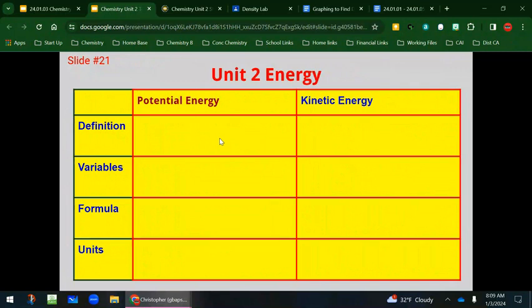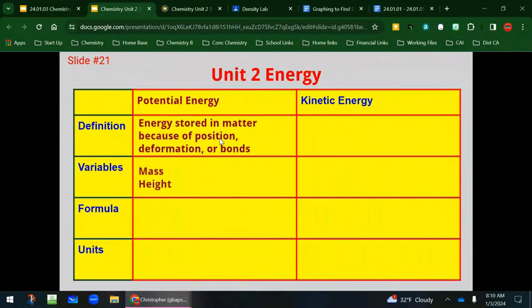Kind of. You're so very close. To have kinetic energy, an object needs to be what? Moving. Kinetic means moving. An object has to be moving. Potential energy is stored energy. Energy that is waiting to be used. Okay? So when we talk about energy that is stored, it can be stored in three ways. By its position, by its deformation, or by bonds between the atoms. Okay?